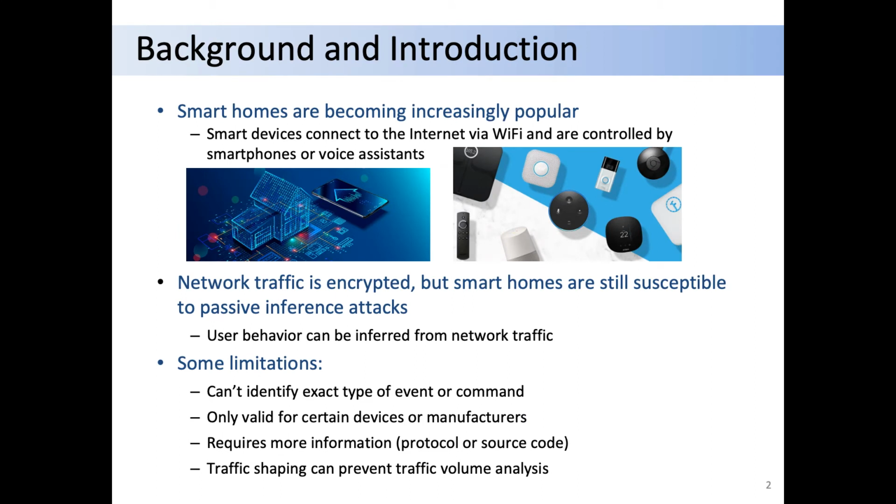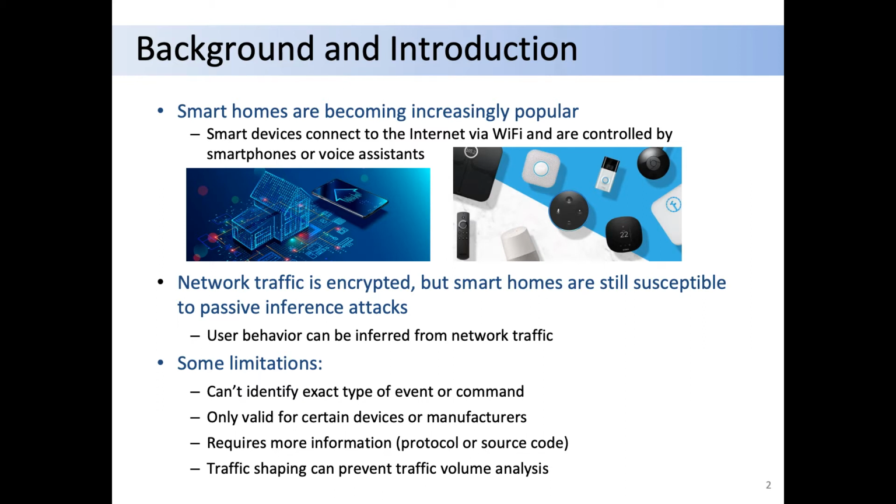So a little bit of background and introduction. Smart homes are becoming increasingly popular. Many of you will probably have smart devices in your own house, and they connect to the internet via Wi-Fi, and they're often controlled by smartphones or voice assistants. For these devices, the network traffic is encrypted, but they're still susceptible to passive inference attacks, and user behavior can actually be inferred from network traffic.